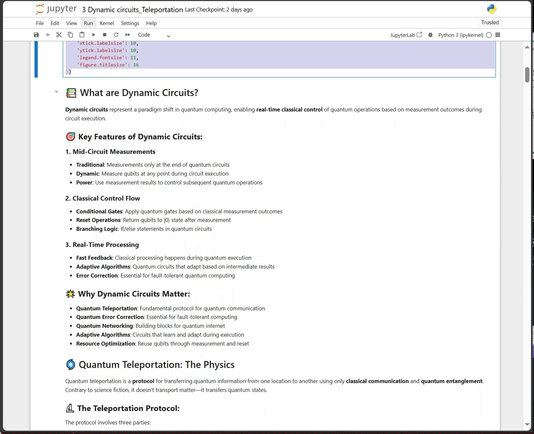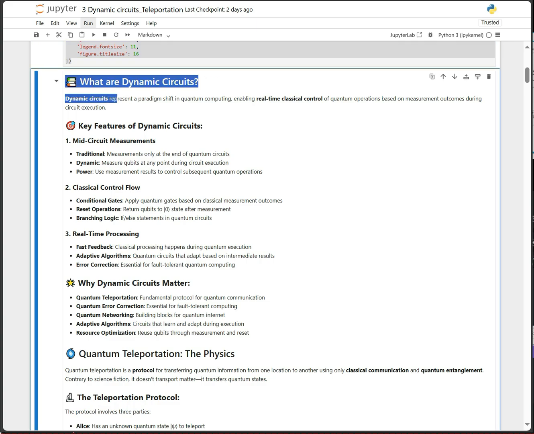Going directly to what's a dynamic circuit. A dynamic circuit is just an analogy to the real-time classical control in a classical computer. Notice that in the previous exercises that we have done, that's like an end-to-end process. You don't measure the qubits at any point of the circuit, just at the end to get the measurements, the shots. But here we're going to have the shots at any point of the circuit.